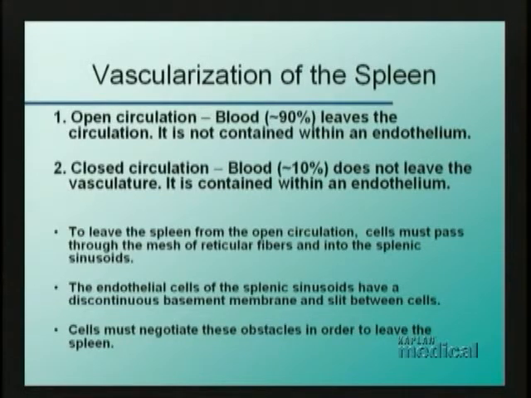In order to leave the spleen from the open circulation, red blood cells must pass through a mesh of reticular fibers and into the splenic sinusoids, by passing through a discontinuous basement membrane and a slit between the endothelial cells of that sinusoidal epithelium. And these red blood cells must negotiate this slit-like discontinuous basement membrane to leave the open circulation and get back into the venous sinusoids in order to exit from the spleen.